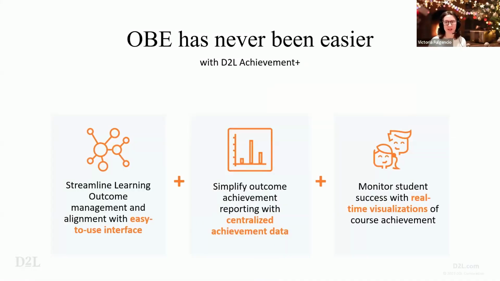So, with Achievement Plus, outcomes-based education has never been easier. It helps you act on outcome data by giving you three key things: a clear setup interface, centralized reporting tools, and real-time achievement visualizations. Achievement Plus makes outcomes easy to manage and meaningful to use. It supports everything from academic accreditation to industry certification tracking and skills-based workforce development.